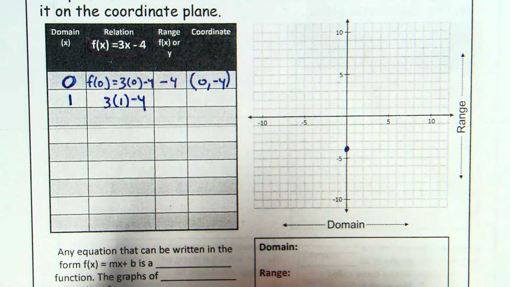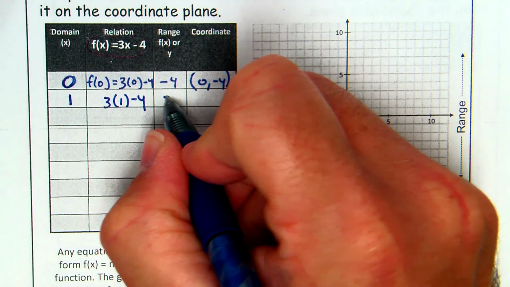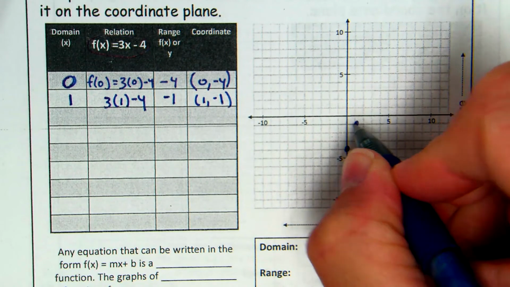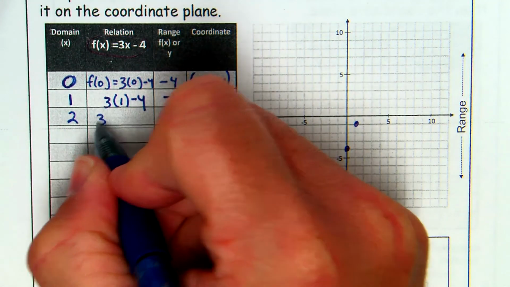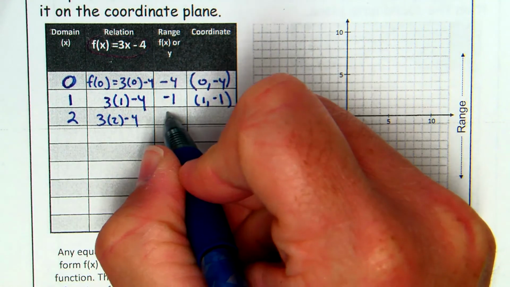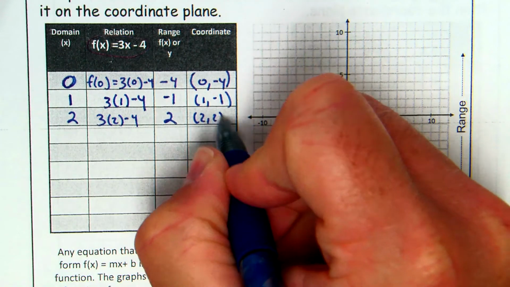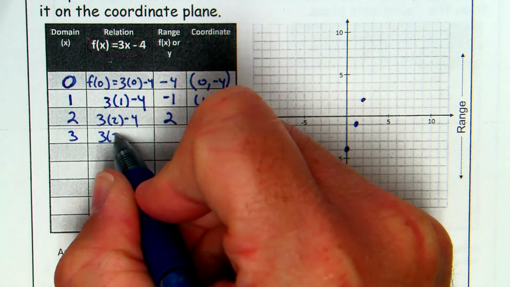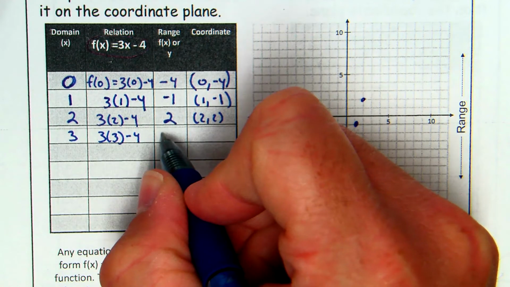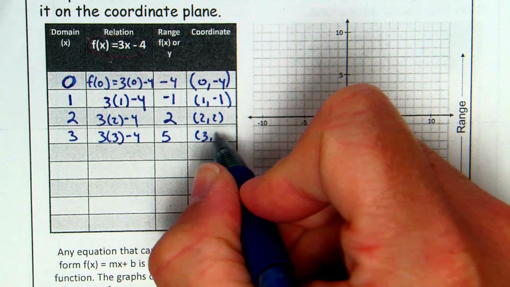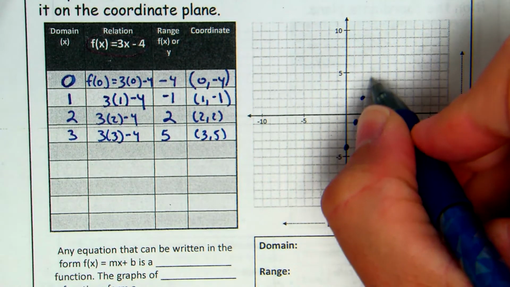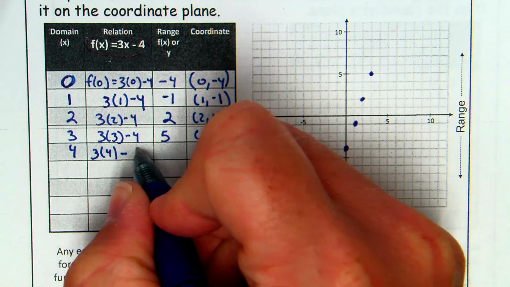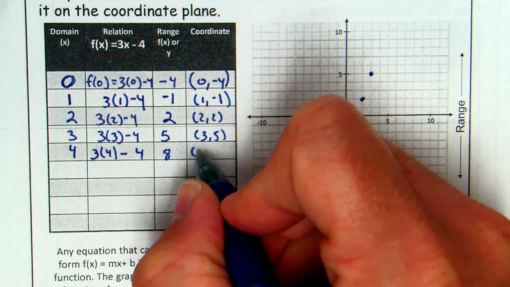I'm not going to write the f of 1 every time. I'm just going to go ahead and do 3 times 1 minus 4 and get negative 1, which I will graph. I'm going to put in a 2. 3 times 2 minus 4 is 2, which I will then graph. 3 times 3 is 9 minus 4 is 5, and I get 3, 5, which I will graph. If I put in a 4, I get 3 times 4 minus 4, which is 8.